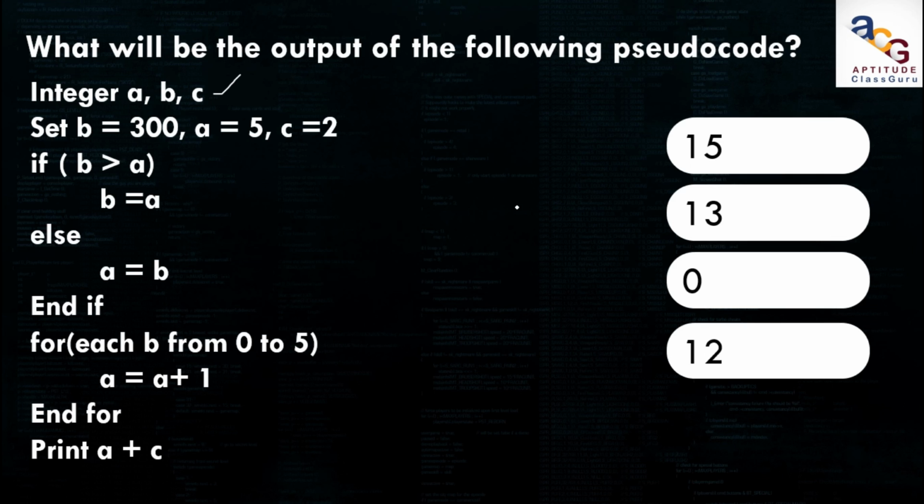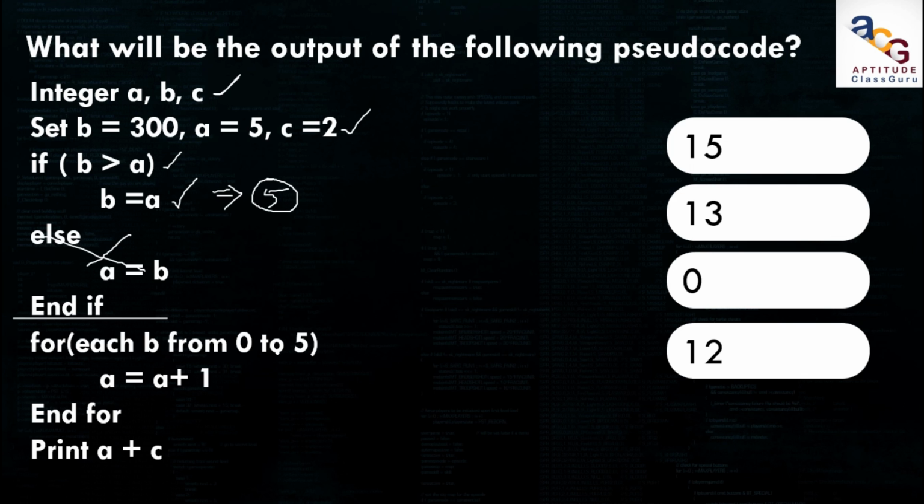What will be the output of the following pseudocode? Set B equal to 300, A equal to 5 and C equal to 2. If B is greater than A, yes, 300 is greater than 5. So this is true, so B equal to A will be executed such that B value is now 5. The else part will be skipped, and this is the end of the if. So A value is 5, and B also becomes 5.